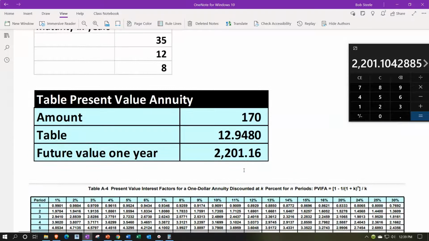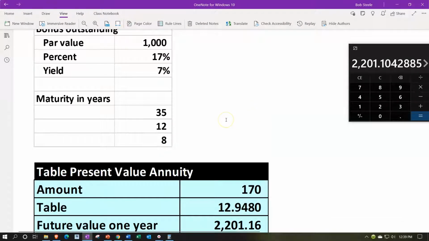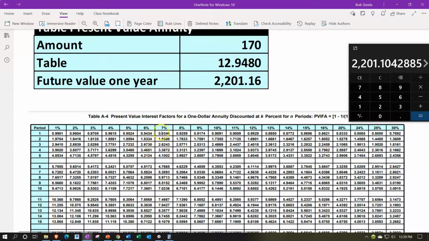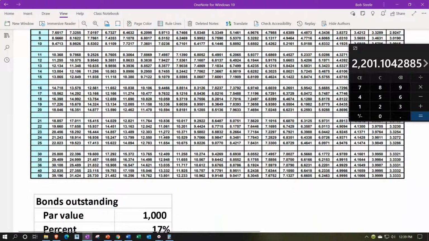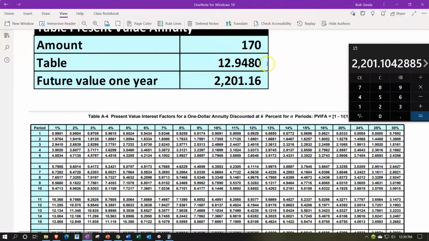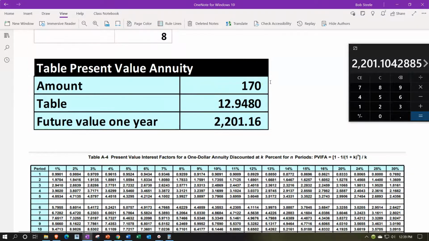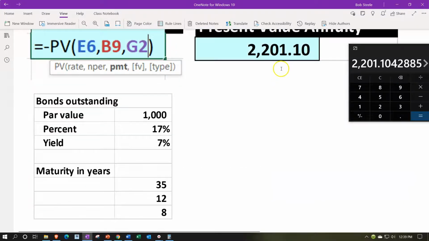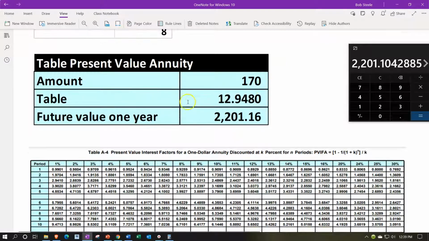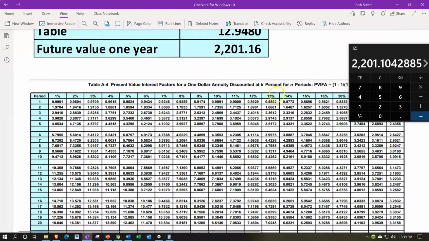We can also calculate it with the tables, taking that annuity payment for 35 periods, the 170, then looking at the proper table, that being the annuity table, present value of an annuity, percents, 7%, 35 periods. So 7% here, 35 periods, which is the 12.948. So 12.948 times 170, once again, that 2201.16, slightly different, I believe, than the 2201.10. Why? Because the tables are rounded to 4 digits and therefore estimated.